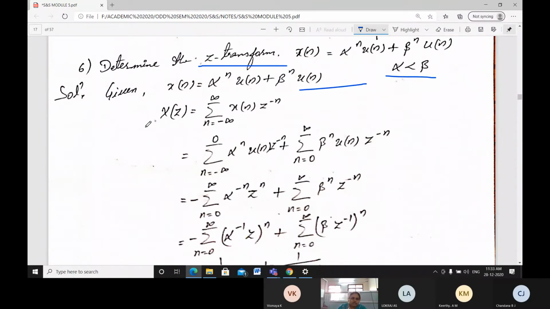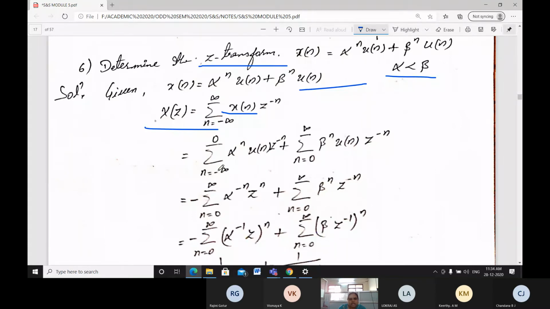For that reason, write the equation of our Z transform, that is X of z is equal to summation n varying from minus infinity to plus infinity x of n z raised to minus n. Then what is our x of n? It is alpha raised to n u of n plus beta raised to n u of n. That you have to take. Observe, first you have to substitute that.